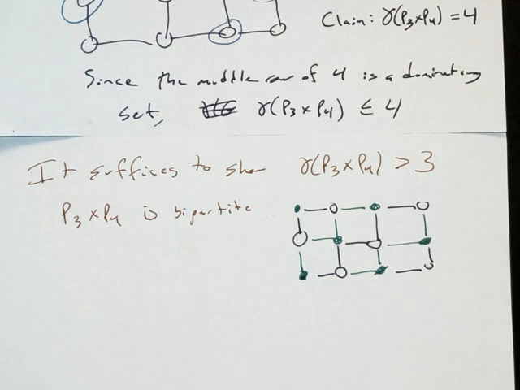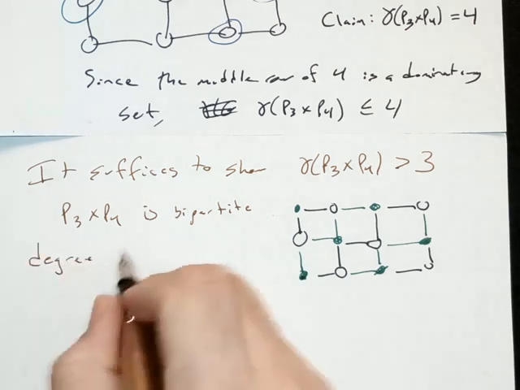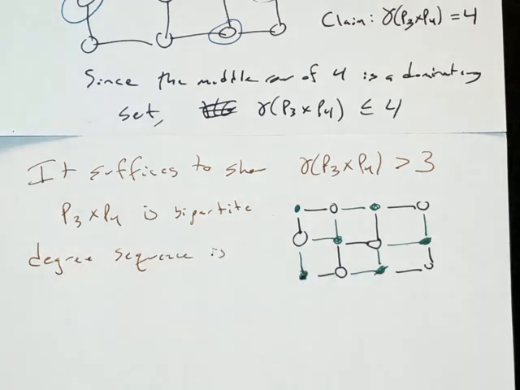All right, wait a minute. Give me one other piece of information. Let me give the degree sequence. What's the degree sequence for this graph? Write down the degrees.